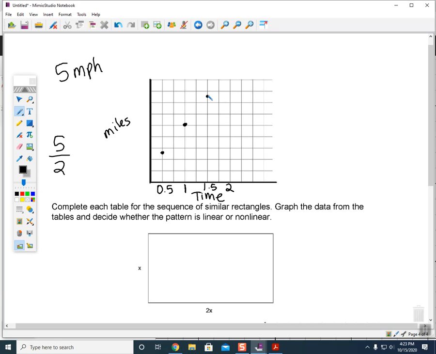Now, I decided that this is a continuous graph, right? So really, this is not very good. Okay, well, we're going to connect these dots the best that we can because this is a continuous graph. It should go through 0, so it's not great, but you get the idea.